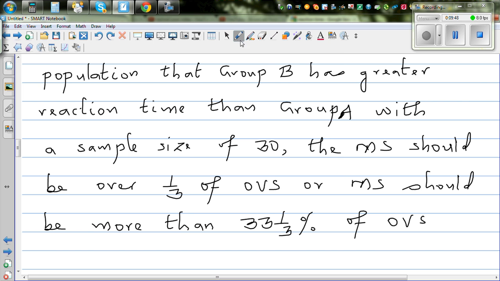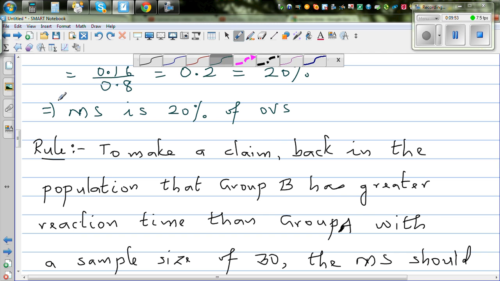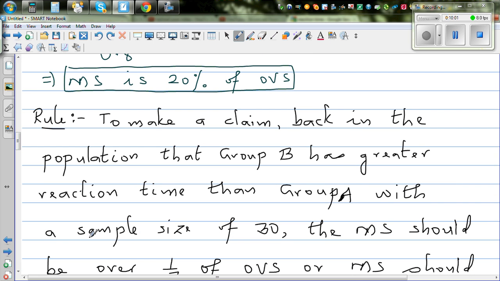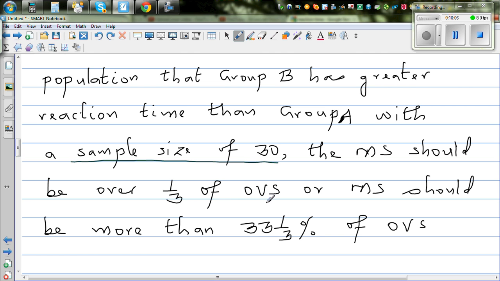Okay, now what is the result that we have got? The median shift that we have got is only 20% of the overall visible spread. But the rule tells me that if you want to make a call with a sample size of 30, the median shift should be greater than, over means greater than, 1/3 of the overall visible spread, or more than 33 and 1/3% of overall visible spread.